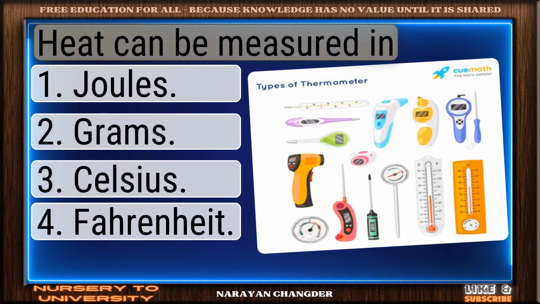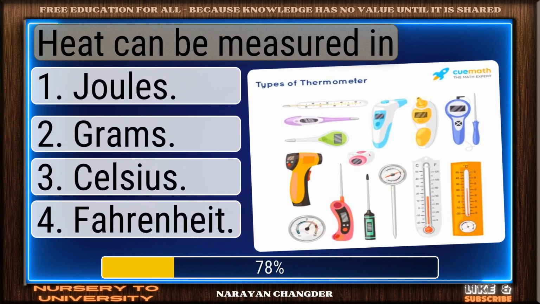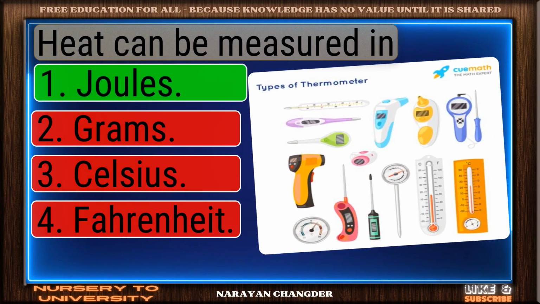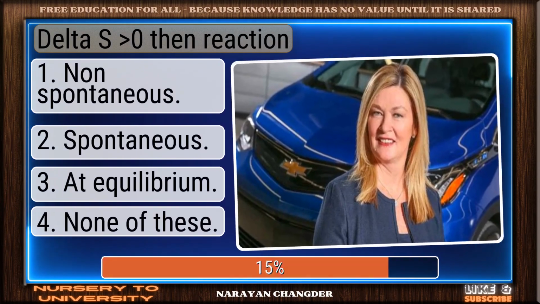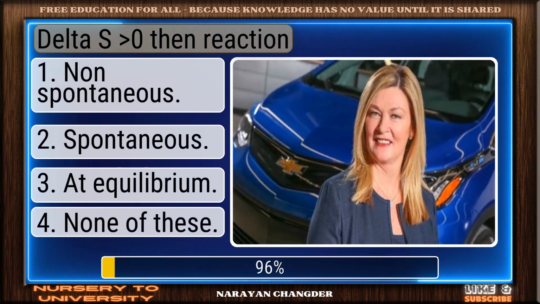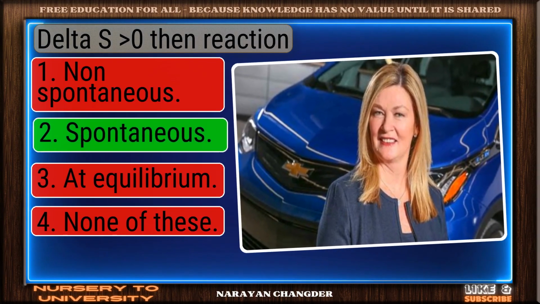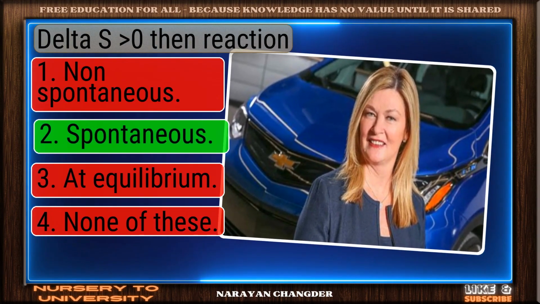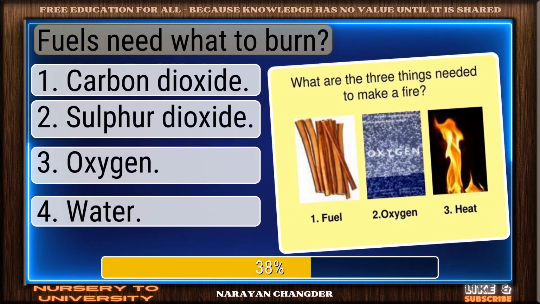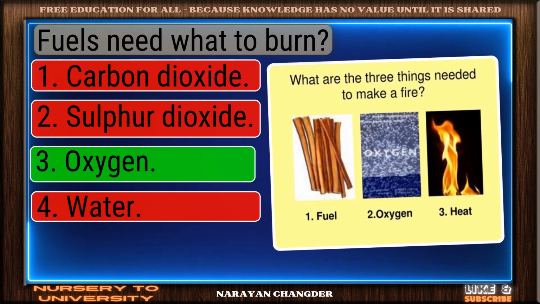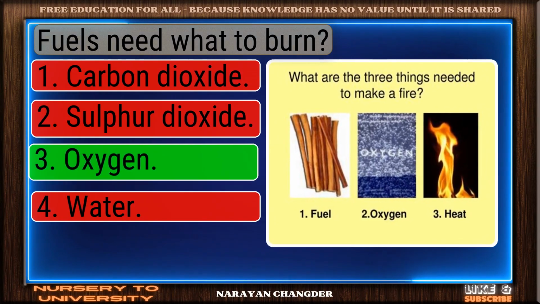Heat can be measured in. Excellent. Joules is a brilliant choice. Delta G in a reaction. Sharp thinking. Spontaneous is the right choice. Fuels need what to burn? Right again. Oxygen is a valid answer.